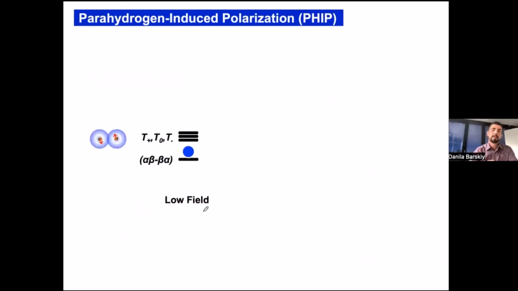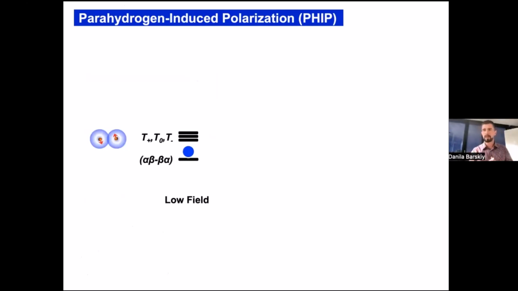How does this NMR enhancement work? Let's start from the very basics. First of all, the whole portfolio of parahydrogen-based effects is called parahydrogen-induced polarization, and I think that's how it should be called. It was discovered by Bowers and Weitekamp.